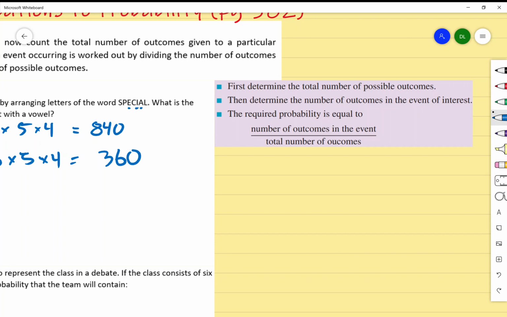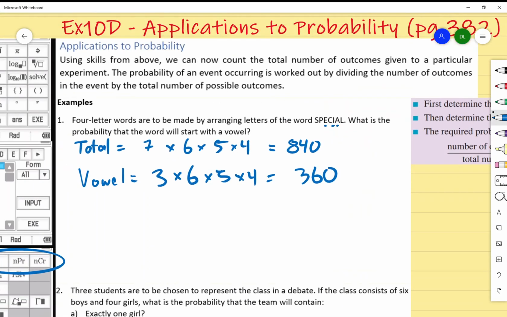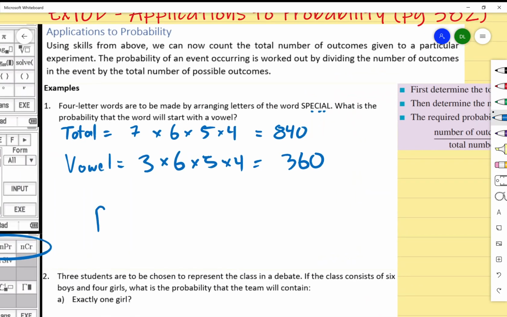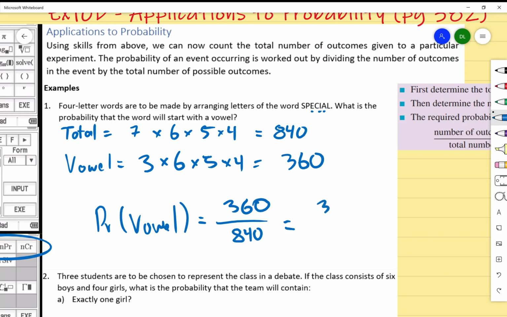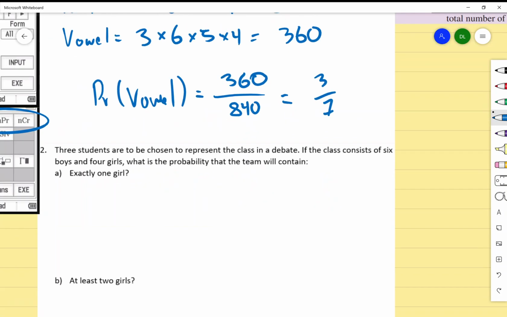Now that's spelled incorrectly, but you get the point. So I'm going to divide val, so the probability of val, and now technically I should be writing starts with the val, but you get the point, is 360 divided by 840, which is our total, which simplifies to give us 3 out of 7. Okay. Now let's go ahead and look at this next question.